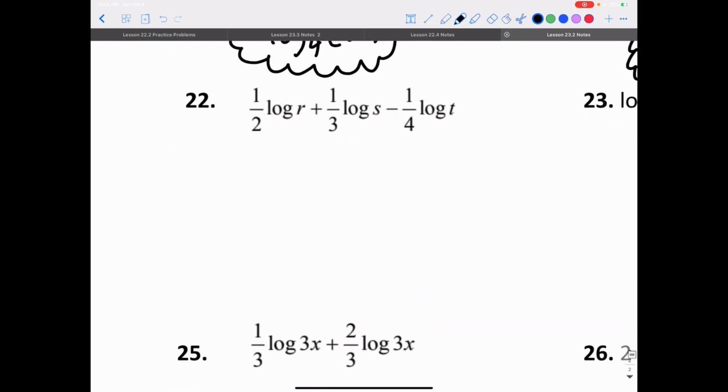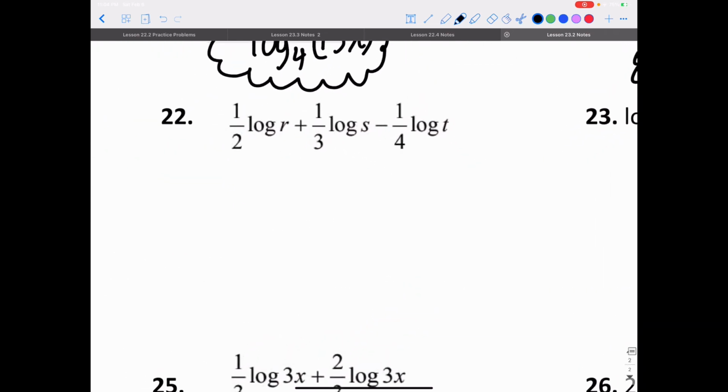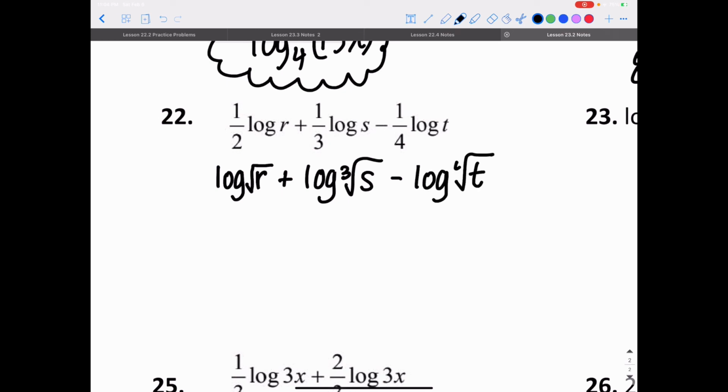For 22, I have no coefficients allowed. I need to start by moving those. So I have log of r to the 1/2 power, that's the same as taking the square root, plus log of s to the 1/3 power, which is the same as taking the cubed root, minus log of t to the 1/4 power, which is the same as taking the 4th root. So I have log of the 4th root of t, sorry.